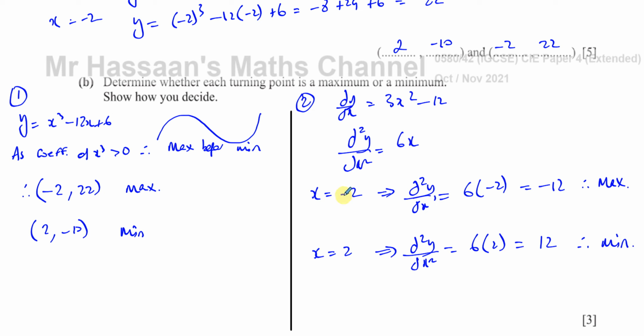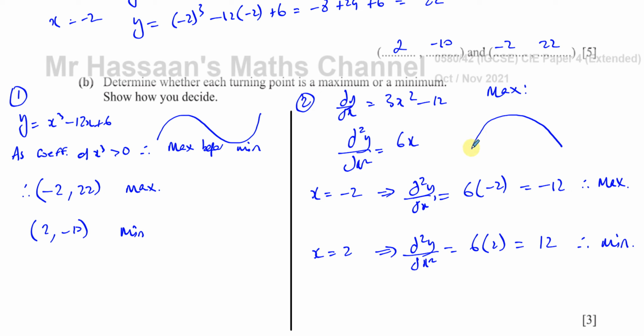Now why is it that the second differential, when it's negative, gives us a maximum, and when it's positive, gives us a minimum? Well, we can understand that when you have a maximum, it's like this. When you find the second differential, d squared y dx squared, you're looking at how the gradient is changing. dy dx means the rate of change of y with respect to x, and d squared y dx squared means the rate of change of the gradient with respect to x. So how is the gradient changing?